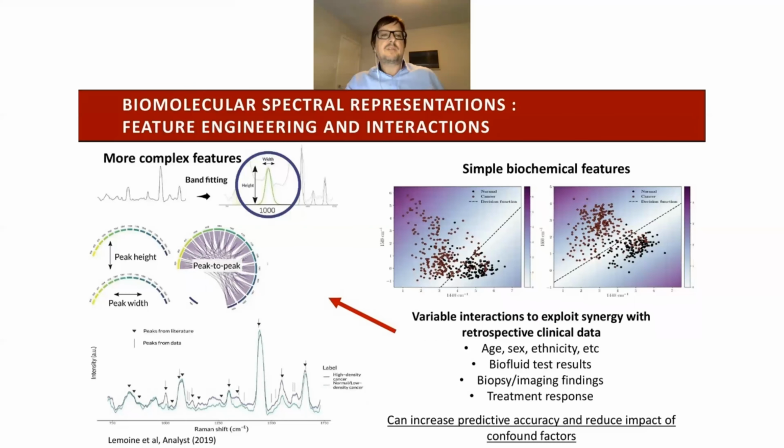So something that we've started to consider more is having interactions between our optical data and, say, for example, patient age. For brain, for example, biochemistry of the brain changes with age. So this variability, we don't want this to act as a confound factor in our predictive modeling. So we can account for the interaction of age with our optical variables, Raman in this case, sex, ethnicity, etc.